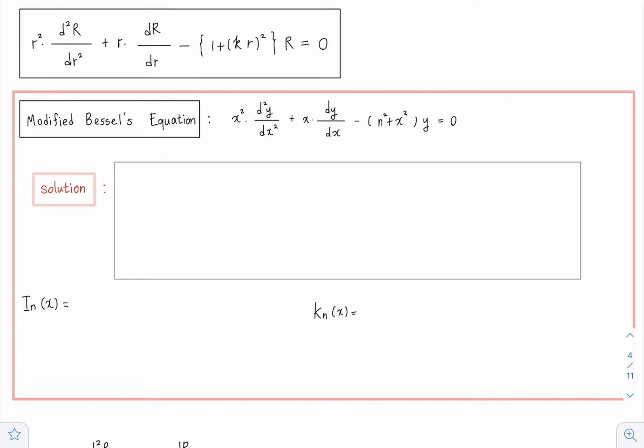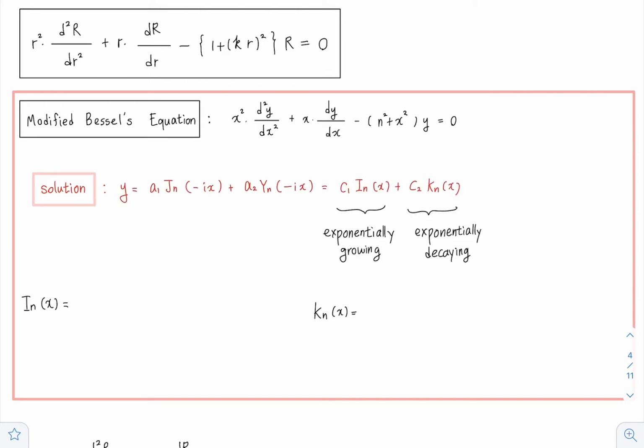Well, the solution is even more complicated than the Bessel's equation, to be honest. But if you look at it, we write it like this: y equals a constant times I_n of x plus another constant times K_n of x. It looks complicated, but this is what we call the Bessel function of the first kind, written as I_n(x), and the Bessel function of the second kind, written as K_n(x). What is important here is that the first component, the Bessel function of the first kind, is exponentially growing, and the second component, the Bessel function of the second kind, is exponentially decaying.